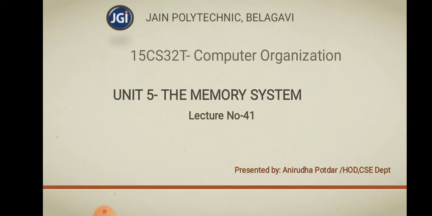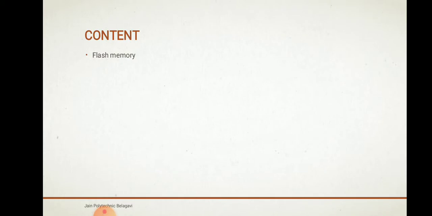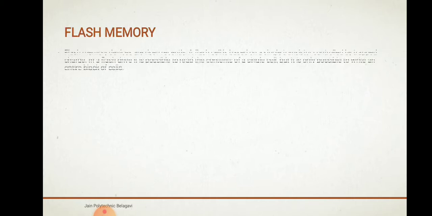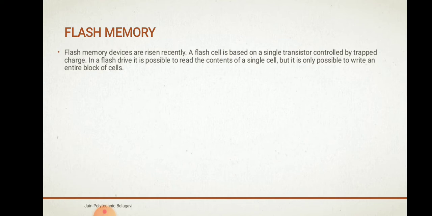So today we are going to discuss unit number 5, the memory system, lecture number 41. Now the content that we are going to discuss in this video is about flash memory. So let us discuss what flash memory is. Flash memory devices are rising instantly, that is, flash memory is being used in various places. A flash cell is based on a single transistor controlled by a trapped charge. So each cell contains a single transistor which is controlled by a trapped charge.